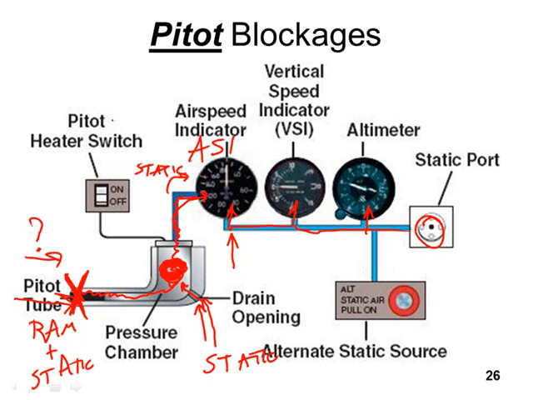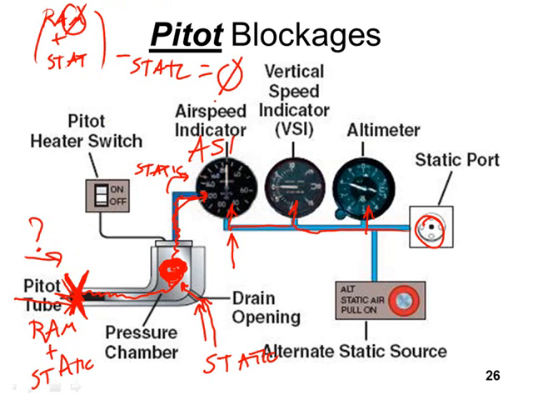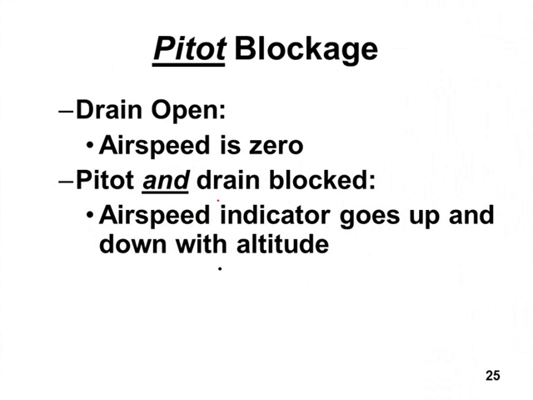So we get static pressure in here, but no pitot. So in this case we have ram plus static, remember, minus static equals. So what's ram in this case? No air's getting in? Yeah, ram is 0. So if ram is 0, it's really static minus static is 0. So the airspeed indicator is going to read 0. So if we go back to that slide, if the pitot tube is blocked, but the drain port is open on the back of the pitot tube, then the airspeed indicator is going to read 0.